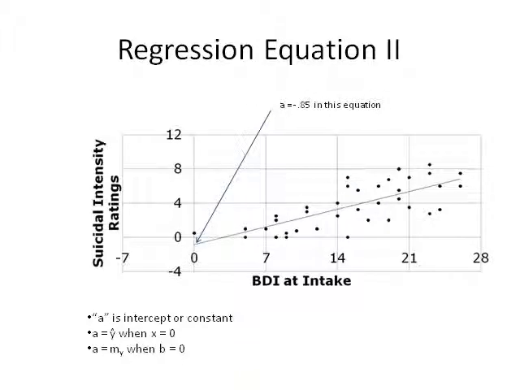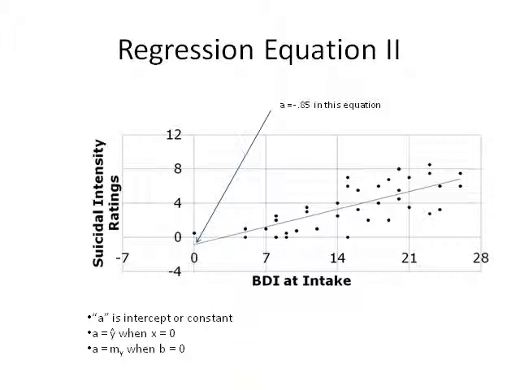A is called the y-intercept or the constant. By y-intercept, I mean the predicted value of y when x is 0. If you look at the equation, when x equals 0, y hat equals a. By the constant, I mean all predictions of y are increased or decreased by the value of the intercept. In this data, a equals a negative 0.85. Thus, when x equals 0, the predicted value of y equals negative 0.85.